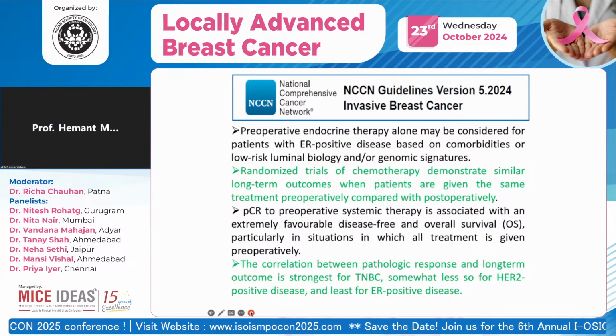Yes, 100%. I am absolutely clear in my mind that sandwich local treatment doesn't appeal to me. I finish my full neoadjuvant treatment upfront, other than HER2 positive, where you have to continue the targeted treatment post-surgery also. I finish all my chemo upfront and then send the patient for surgery.